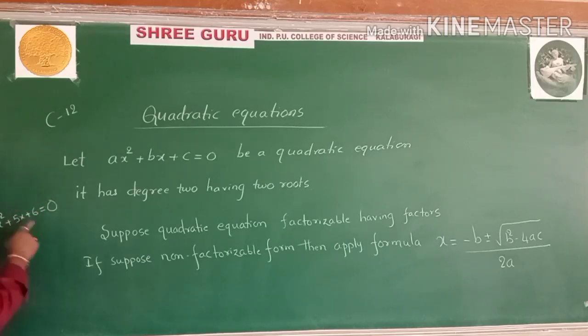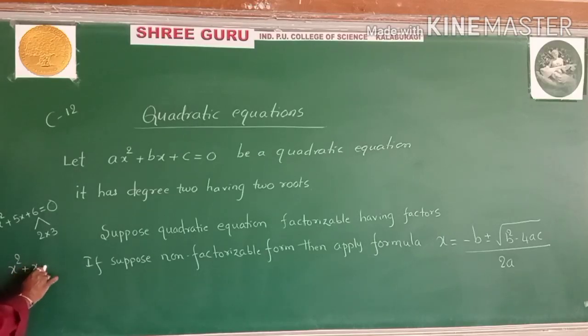Suppose quadratic equation, here suppose x square plus 5x plus 6 is equal to 0. This is a quadratic equation factorizable. 6 can expect 2 into 3 or 3 into 2. 2 into 3, 2 plus 3, 5. Yes, factorizable.